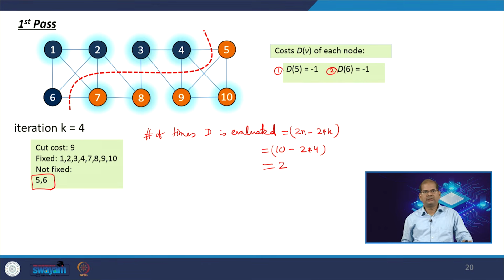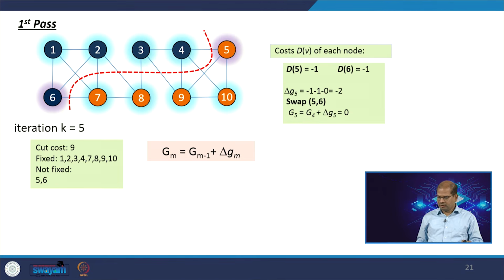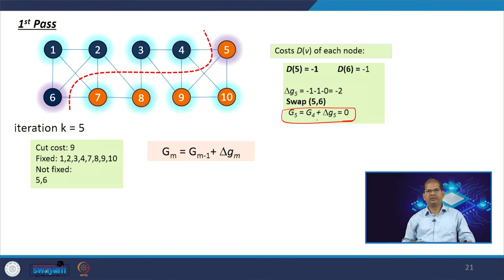There is only one pair of nodes, we do not have any choice. So, we have to choose these 2, 5 and 6, for the swap. After you do the swap, my gain becomes 0 here. But there is no improvement in the cut cost, whatever the 11 cut cost was there, the same cut will come at the final cut. So, there is no improvement.